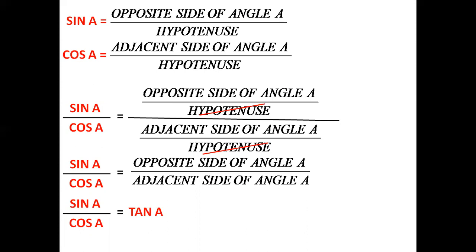So this is the formula you have to remember. So tan A can be written as sin A by cos A. So write tan A in terms of sin and cos. Then you have to write tan A is equal to sin A by cos A. So this one you have to remember.